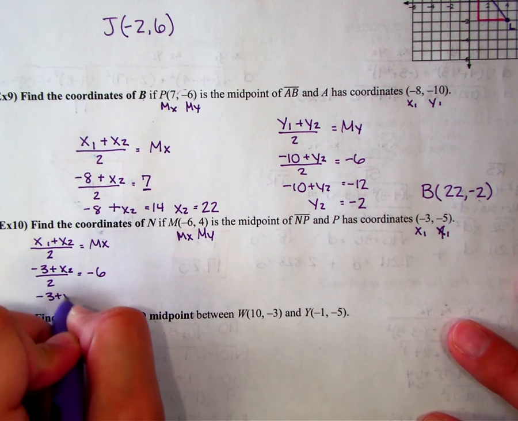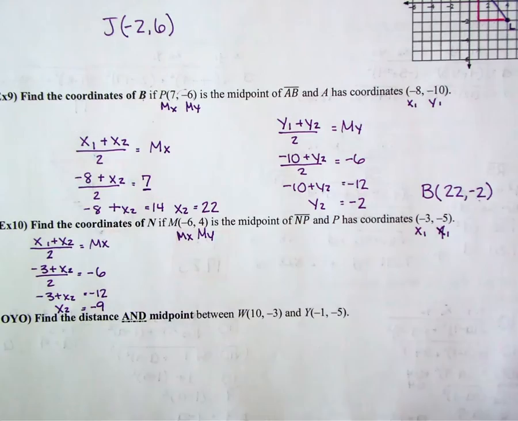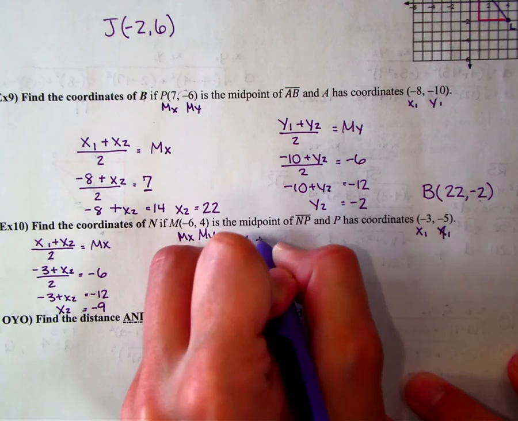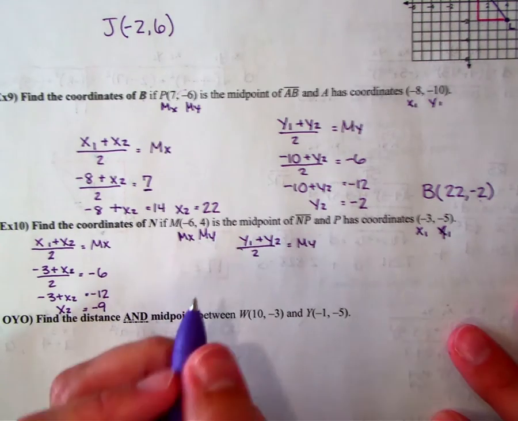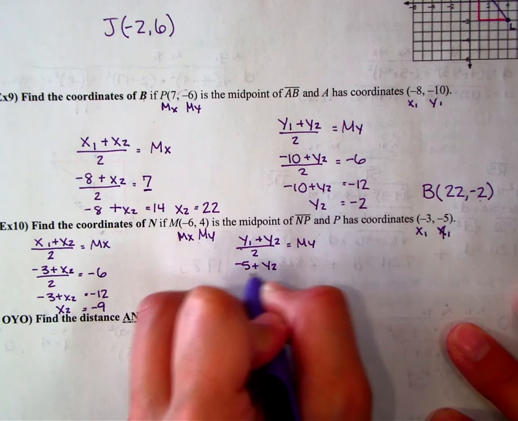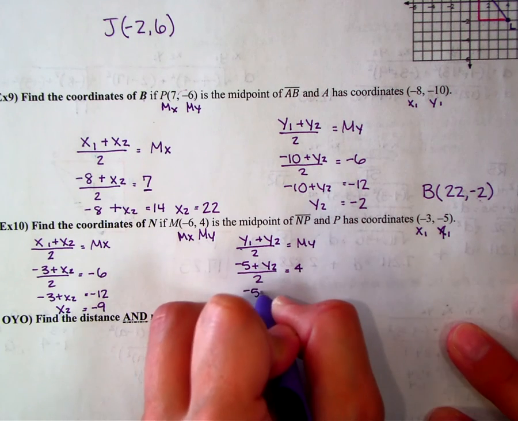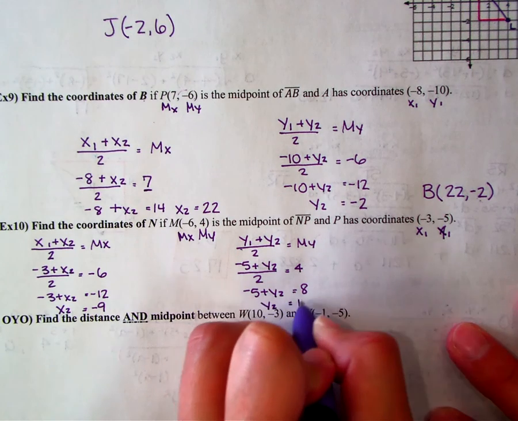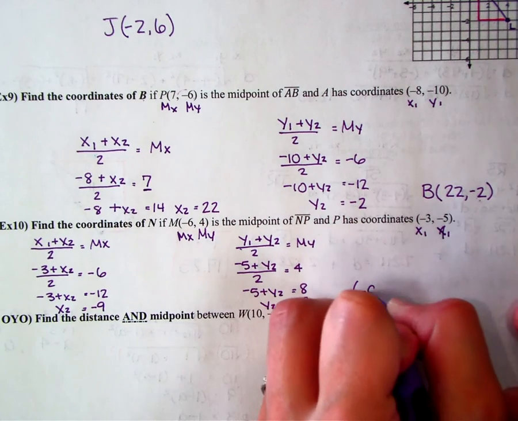Multiply both sides by 2, and then add 3 to both sides. And so we find that one coordinate is -9. So my x2 is -9. Then we'll find our y value. We'll have y1 plus y2 over 2 equals my midpoint y value. Plug in everything that we know. Multiply both sides by 2, and then we'll add 5 to both sides, and so we get 13. And so my second endpoint is at -9, 13.